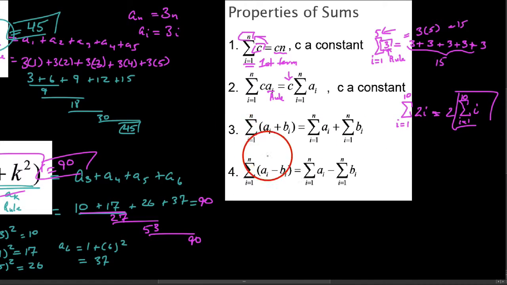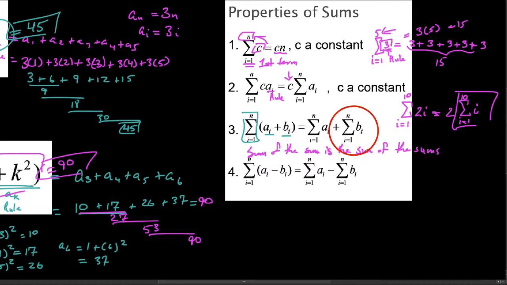And then these last two properties basically say this here. And this first one's going to sound confusing, but we say the sum of the sum is the sum of the sums. In other words, if you take the sum, which is this sigma here, of a sum, which is this a i plus b i, which are just two rules added together, then that would be the same thing as just the sum of the a part plus the sum of the b part in terms of those two separate rules.